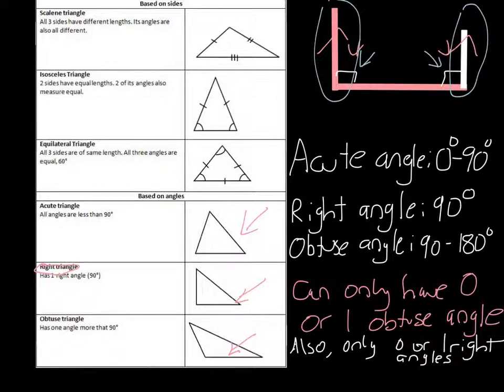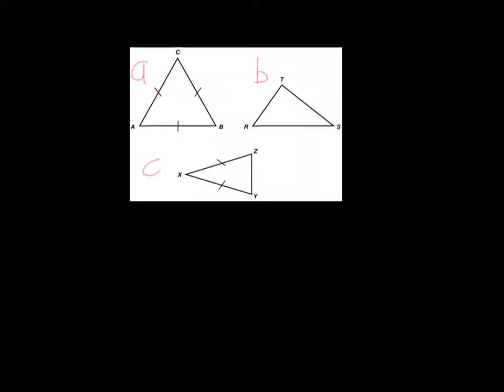So let's look at some examples. I'm going to go through and classify the three triangles that are now on your screen. Let's start with A. A is this triangle here. The lines here mean that all three sides are equal. Now if all three sides are equal, we know all angles are equal. And the name we give to that is an equilateral triangle.